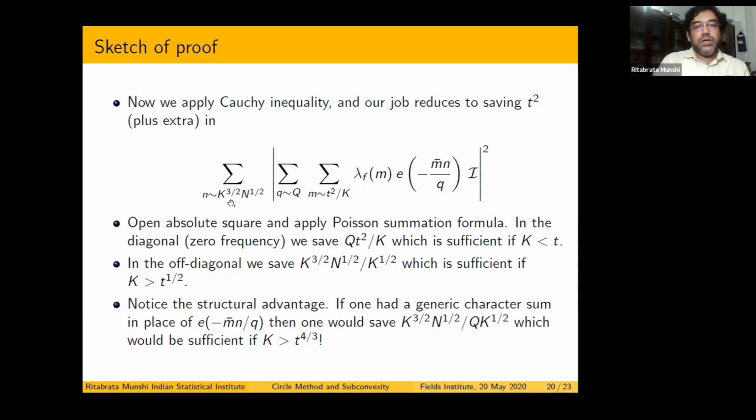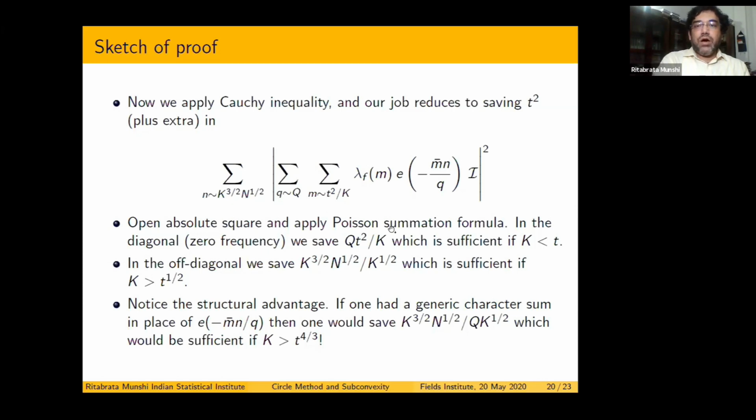Off diagonal will be, by Poisson, as I said, its saving is the initial length by the square root of the conductor. So this is the initial length by square root of conductor. But you magically save more because you have an additive character over here. Okay, so the additive character gives rise to a congruence. And that will mean that you save the whole Q and not the square root of Q.